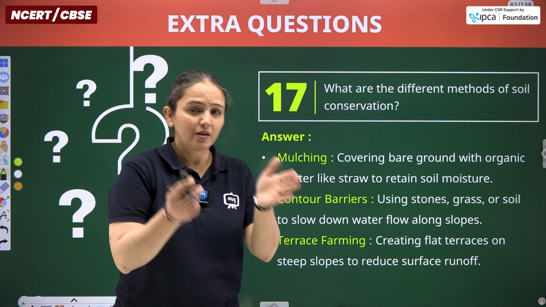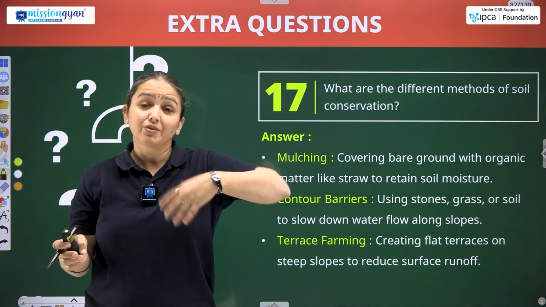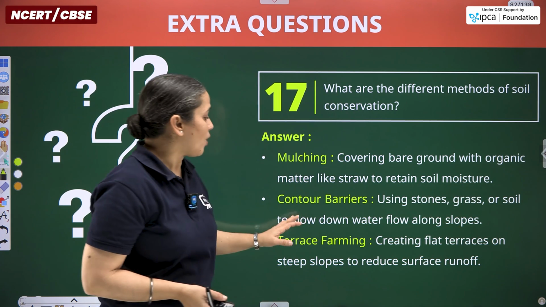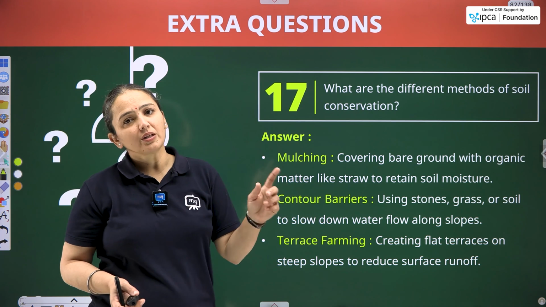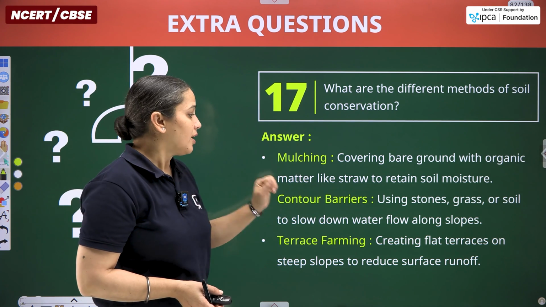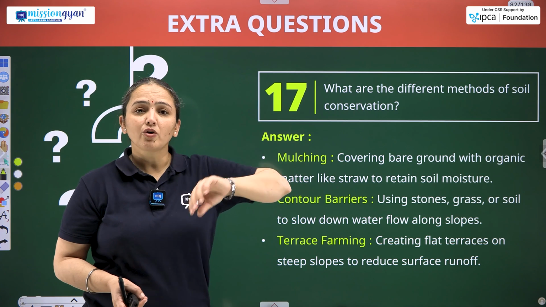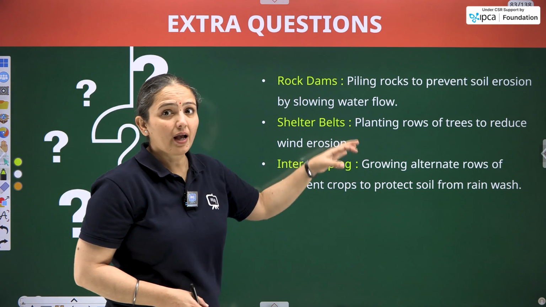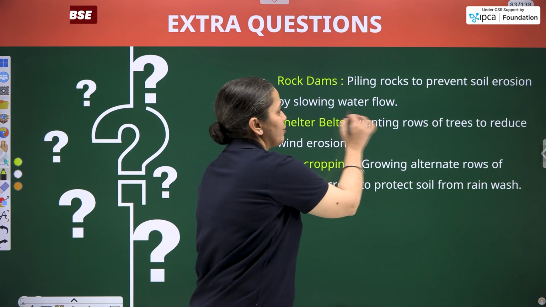Contour barriers, likewise mud walls, small tiny mud walls should be created, using stones, grass or soil to slow down the water flowing. It can be done particularly within the hilly areas, mountainous region. Terrace farming to be done in the mountainous region to stop the soil erosion because मिट्टी पानी के साथ बह सकती है. Then rock dams, piling rocks to prevent soil erosion by slowing water flow.